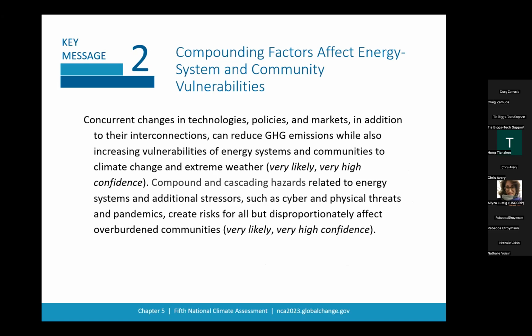What do we mean by compounding factors? We're referring to changes that are occurring in energy technologies, policies, and markets, in addition to their interconnections and the potential benefits, as well as the potential unintended consequences of these factors. In some cases, these changes can reduce greenhouse gas emissions, but they can also have unintended consequences to communities by also increasing vulnerabilities of energy systems to climate change and extreme weather. And I'll give you an example.